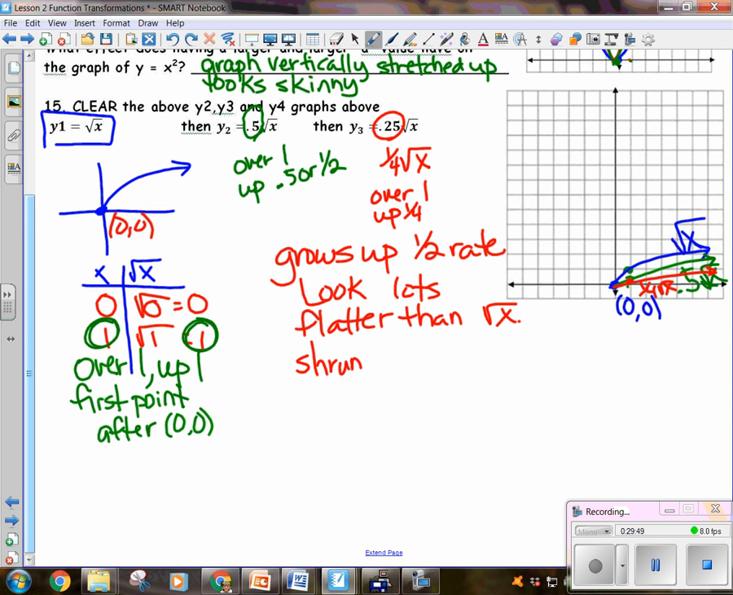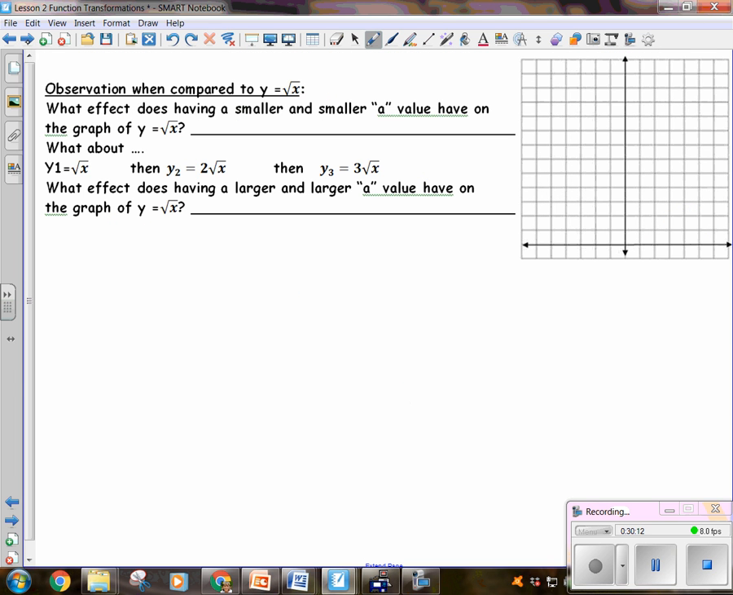This one will be called vertically shrunk. It looks like someone's sitting on it and pushing it down, kind of trying to flatten it out. They're not going to flatten it out. There's always going to be a slight curve on that, but it does look flatter and flatter. All right, so that's what happens. It's really the same idea because you're still talking about vertically growing.